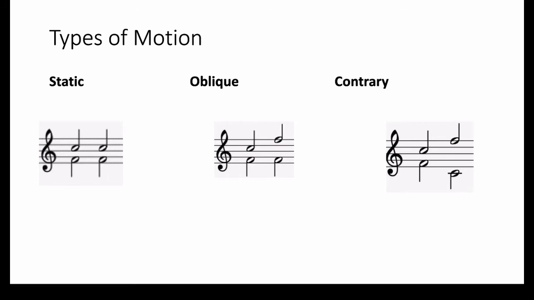The next type of motion is contrary motion. Contrary motion is when both voices move in opposite directions. Here, the upper voice moves up by a fourth, and the bottom voice moves down by a fourth.